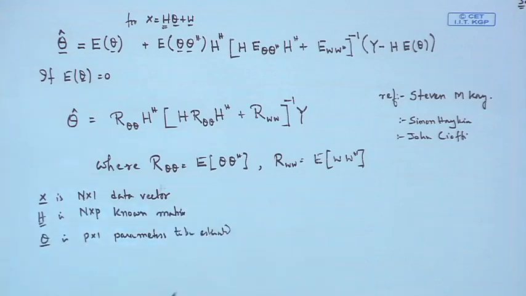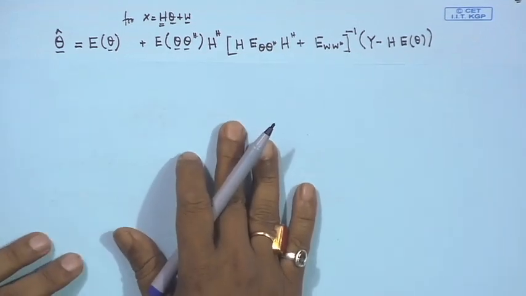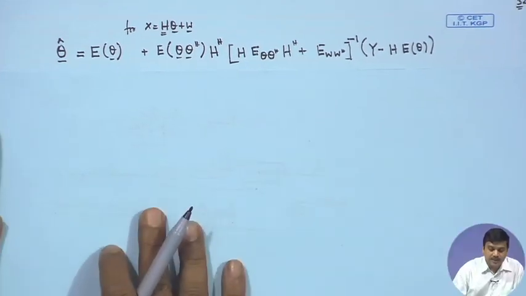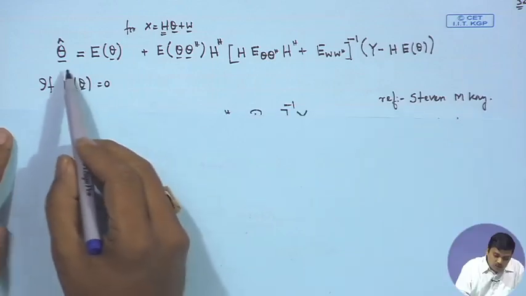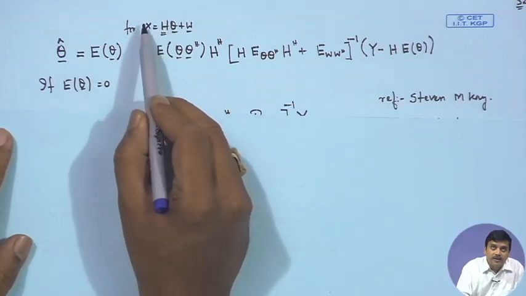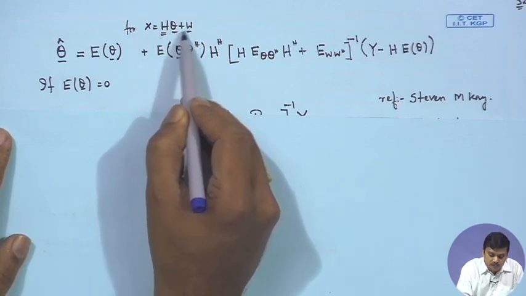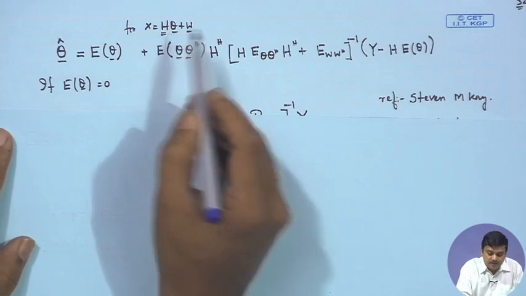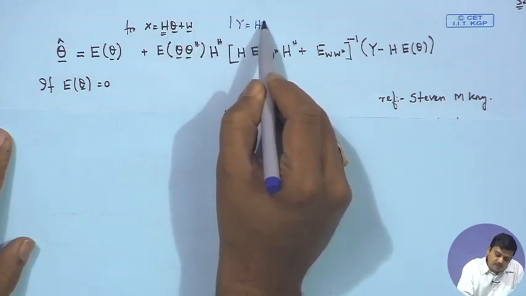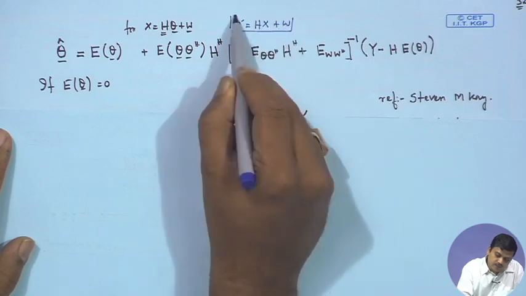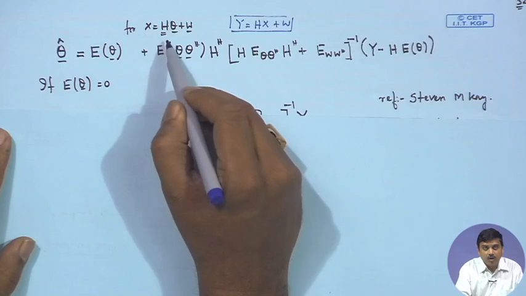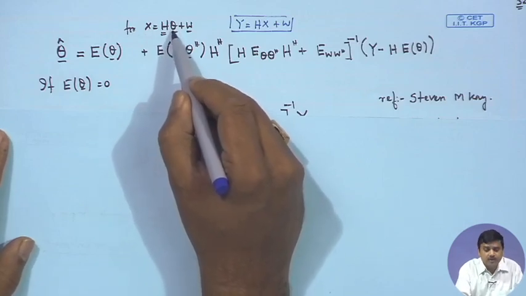If you work that out, the solution which one reaches looks a bit cumbersome, but this is what we generally use as the MMSE equalizer in most of the communication systems. So, suppose we write the expression as x equals h theta plus w, where theta is something to be estimated. Earlier we had written y equals h x plus w, but we have changed the notation because generally all estimation problems are described with theta as the parameter to be estimated.